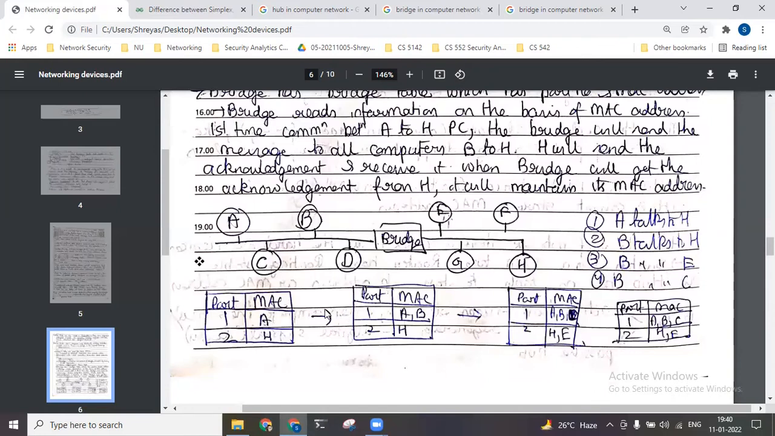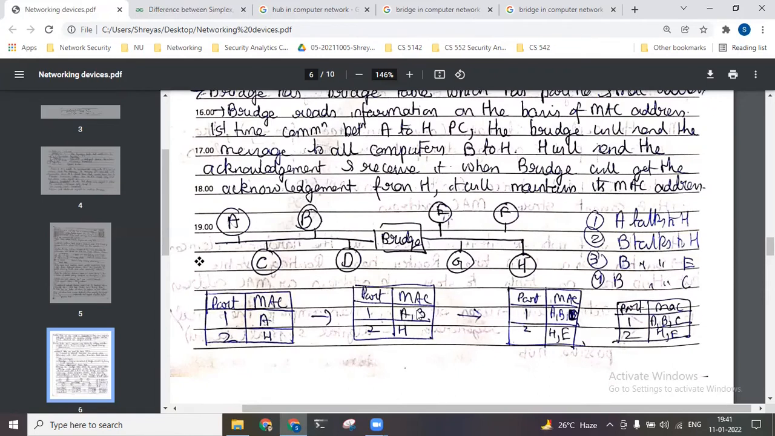And each row corresponds to a collision domain. When there is no communication, there will be no way for this bridge to learn the MAC addresses. Only when a communication happens will it learn the MAC address. So now when PC B wants to communicate with PC H, it will store the MAC address of PC B corresponding to the first row, port 1, the collision domain 1.